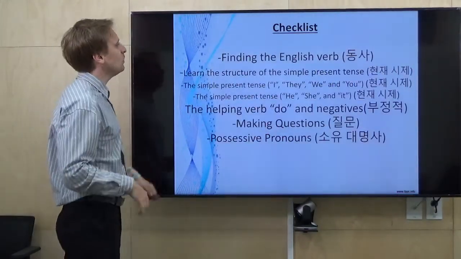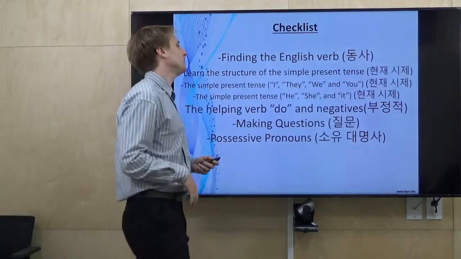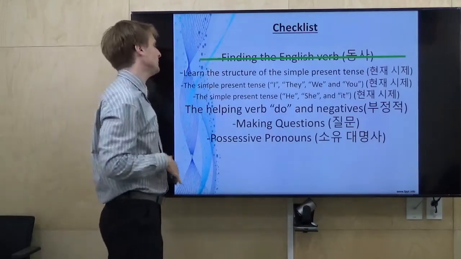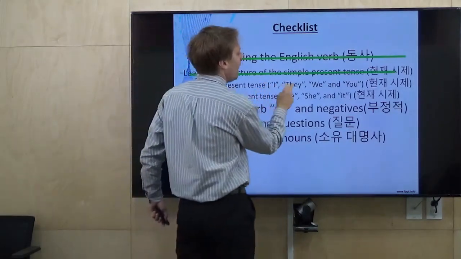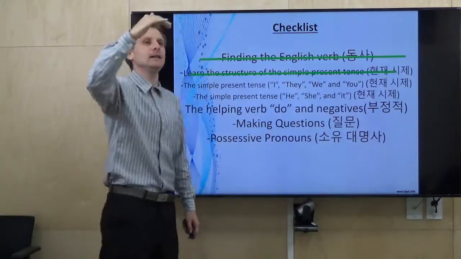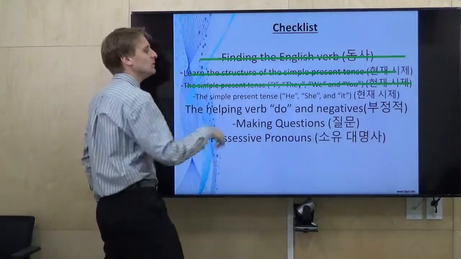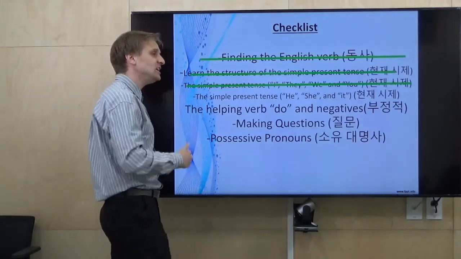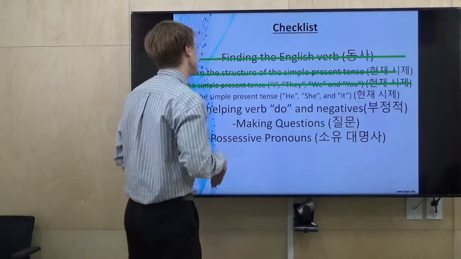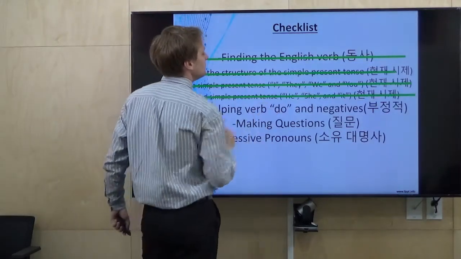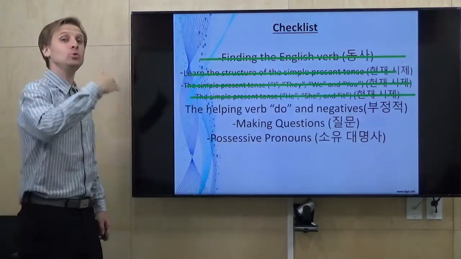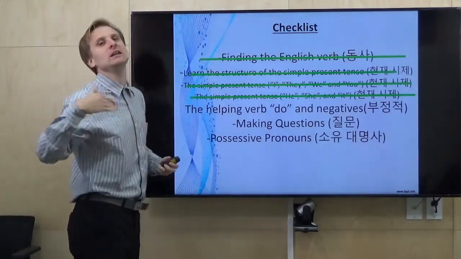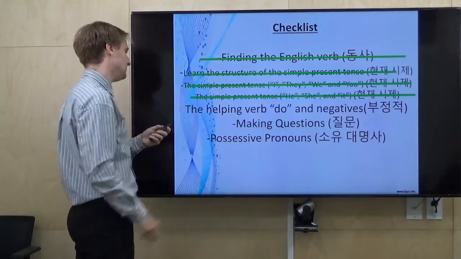So let's move on. We've done finding the English verb, the structure of the simple present tense, subject, verb, object. Simple present with I, they, we, and you. I eat kimchi. The simple present with he, she, and it. Remember, we added S to the verb. She eats kimchi. And then making negatives with do. I don't eat kimchi. I, you, we, they. She doesn't eat kimchi. She, he, it.